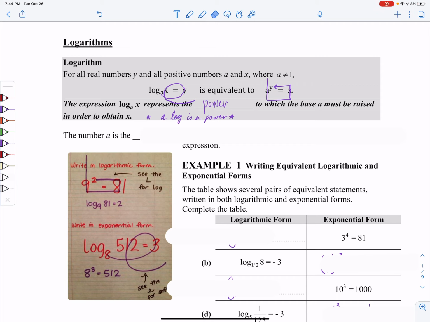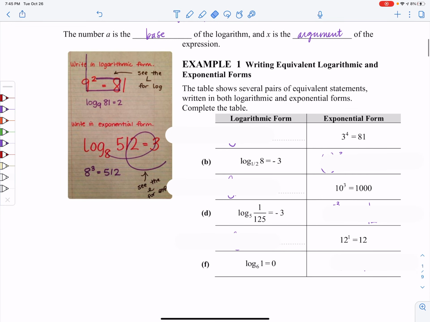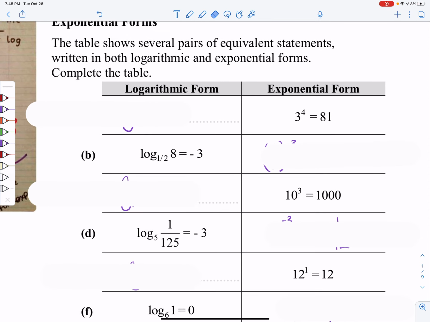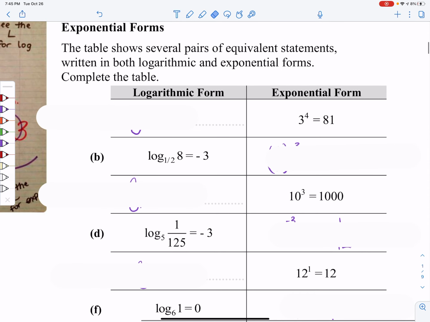Now, the number a, I keep calling it the base. So get used to hearing that phrase. And x is going to be the argument of the expression. I do want to point out that the base of a log and the base of an exponential are both, in this case, base a. So they are tied to each other. All right, let's look at example 1, where we simply want to switch back and forth between logarithms and exponentials.